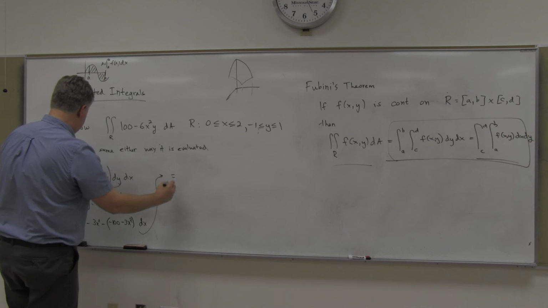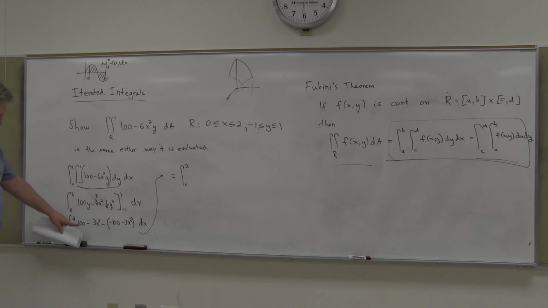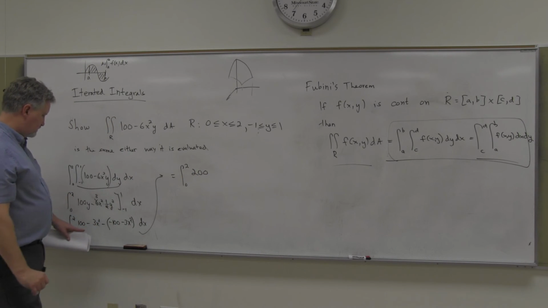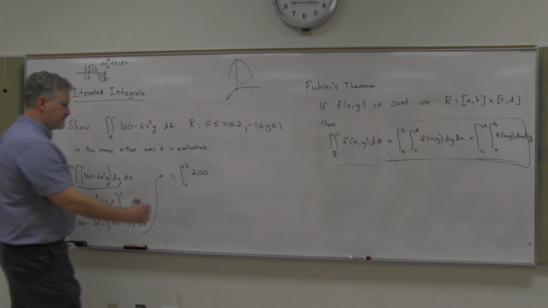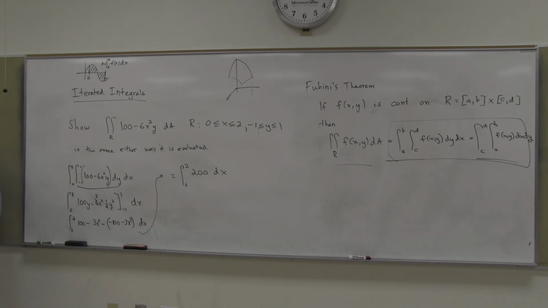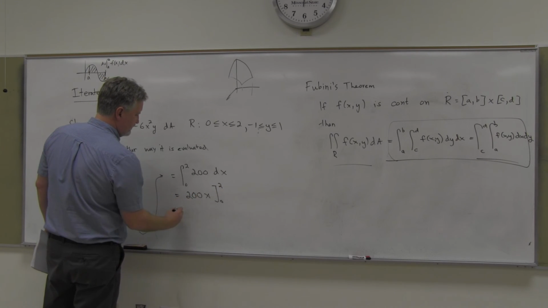So that's going to give me the integral from 0 to 2. What is that going to be? 200. And the x squareds cancel out. Just 200, which makes it easy. Now I'm integrating with respect to x, so that's just 200x. From 0 to 2, that's going to be 400.